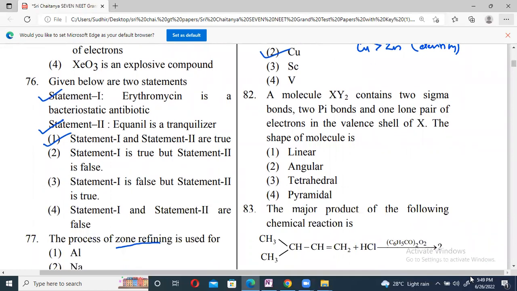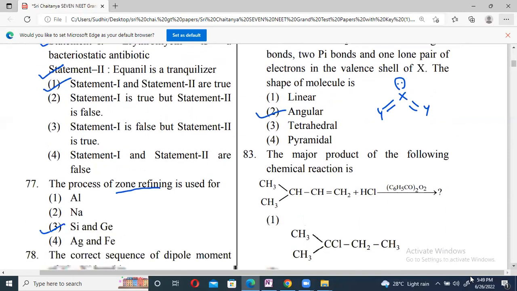82. A molecule XY2 contains 2 sigma bonds, 2 pi bonds, and 1 lone pair. Here it is X, and these are the Y. It contains 2 sigma, 2 pi, and it has 1 lone pair. The shape of the molecule is angular.